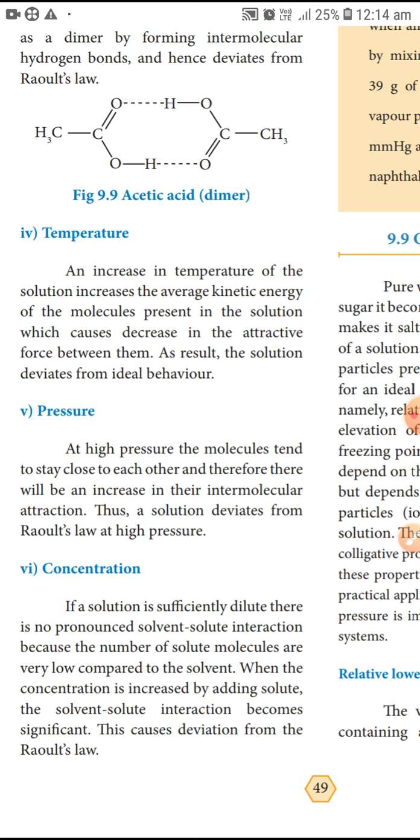The last point is concentration. If the solution is sufficiently dilute, there is no pronounced solvent-solute interaction because the number of solute molecules is very low compared to the solvent. When the concentration is increased by adding solute, the solvent-solute interaction becomes significant. This causes deviation from Raoult's law.